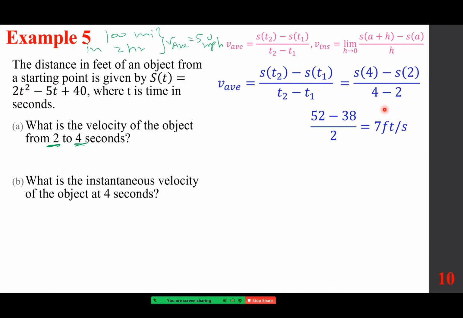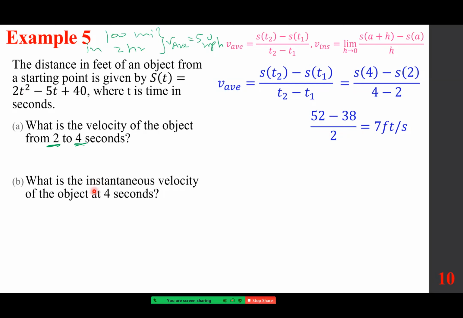I'm going to leave that for you to fill in the blanks. In other words, show what's S of 4, show what's S of 2. Okay, S of 4, replace the t with 4. S of 2, replace the t with 2. So show that it's 52 minus 38, come up with the answer. There you have it. And that's elementary algebra.